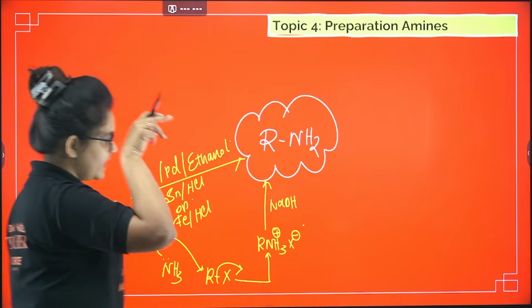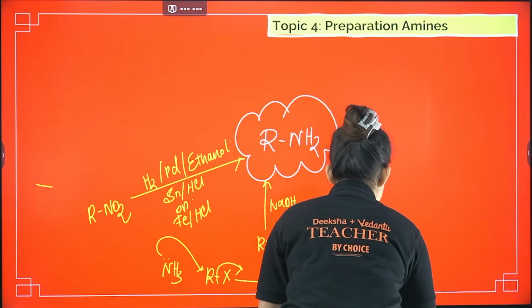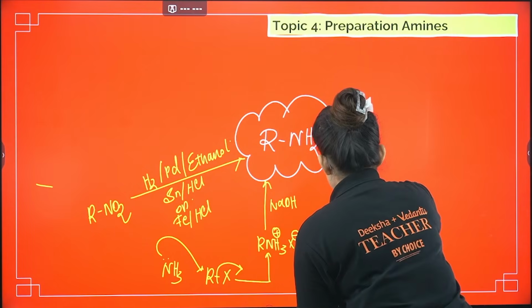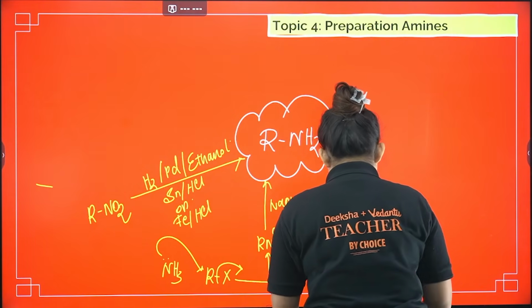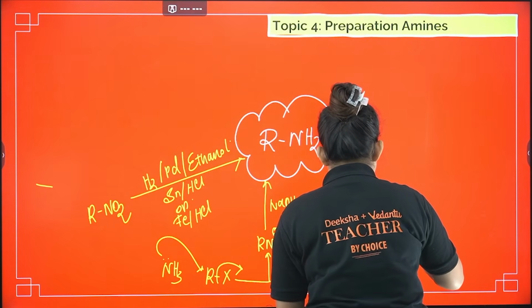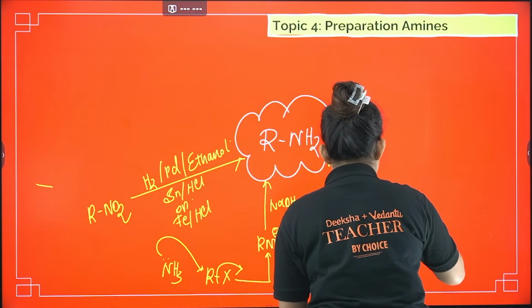Okay, then from nitriles group we can start, that is RCN. Okay, so RCN to RNH2, what I can give: H2 in presence of nickel, or I can give lithium aluminium hydride.